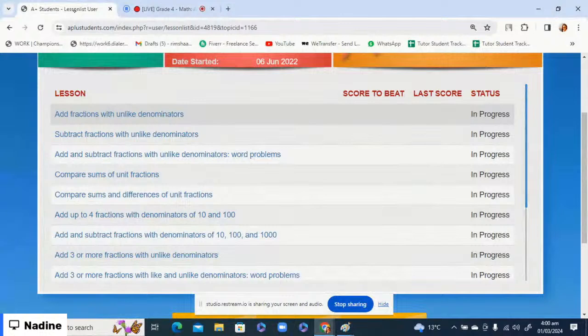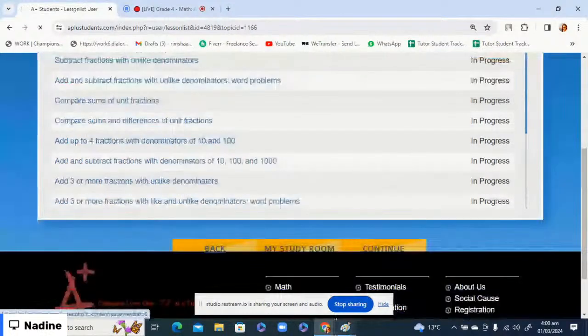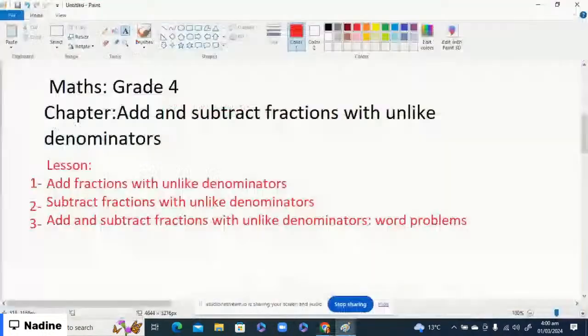So today we will discuss grade 4 maths. The chapter is add and subtract fractions with unlike denominators, and these are all the lessons. Add fractions with unlike denominators, then subtract fractions with unlike denominators, then add and subtract fractions with unlike denominators word problems. Okay?